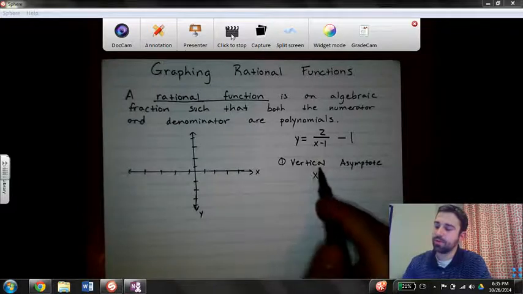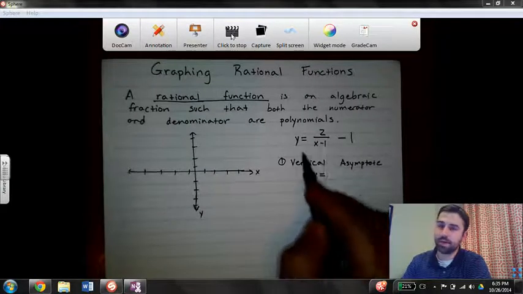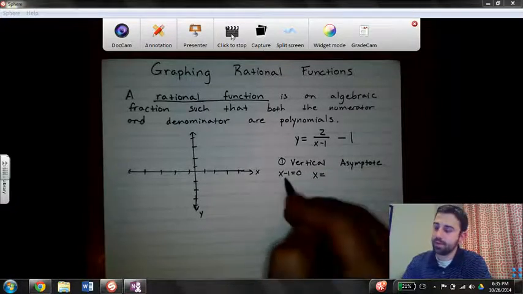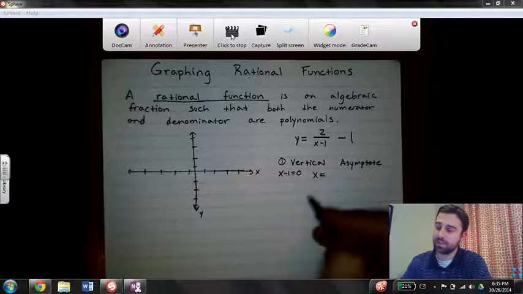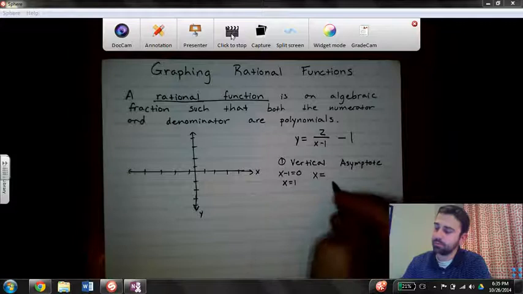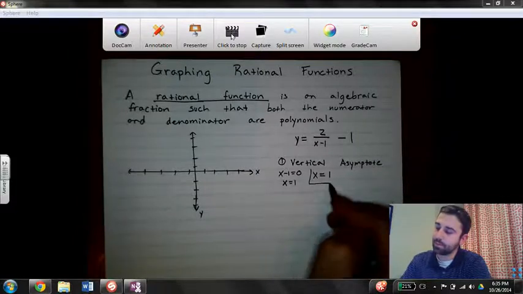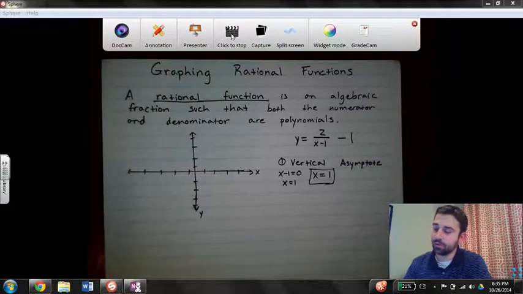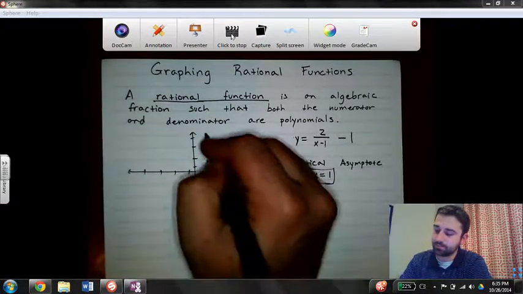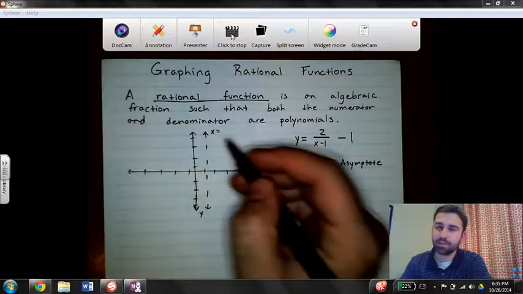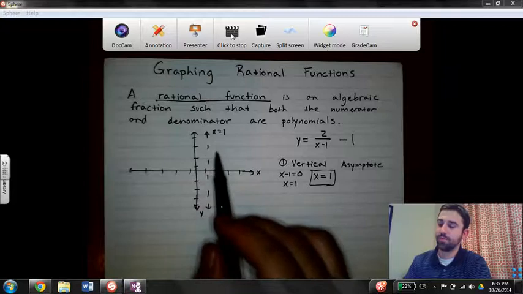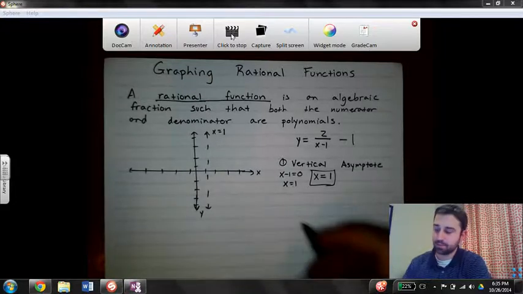So in order to find this value, I take the denominator and set it equal to 0. And then I find what value of x makes this statement true. By adding 1 to both sides, I get x equals 1. x equals 1 is my vertical asymptote. I can graph this asymptote using a dotted line. And with rational functions, we're going to have a lot going on in our graphs. We want to make sure that we are labeling the different asymptotes.